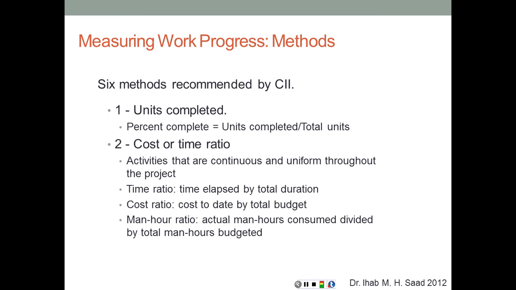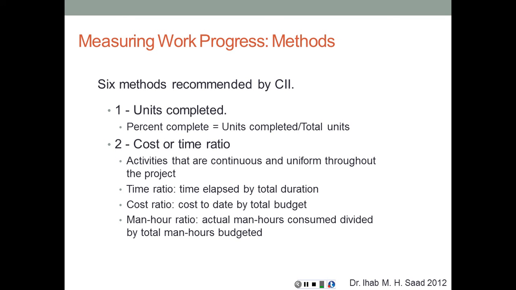That can be done at the activity level and the project level as well. Man-hour ratio, it's actual man-hours consumed divided by the total man-hours budgeted. Remember, when we identify the resources for the activity, we include man-hours for labor resources, equipment hours for equipment and materials, and so on and so forth.